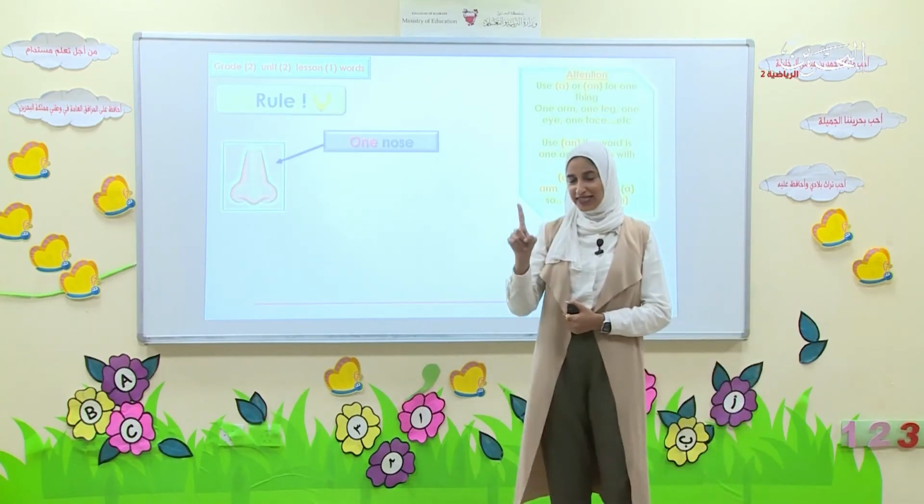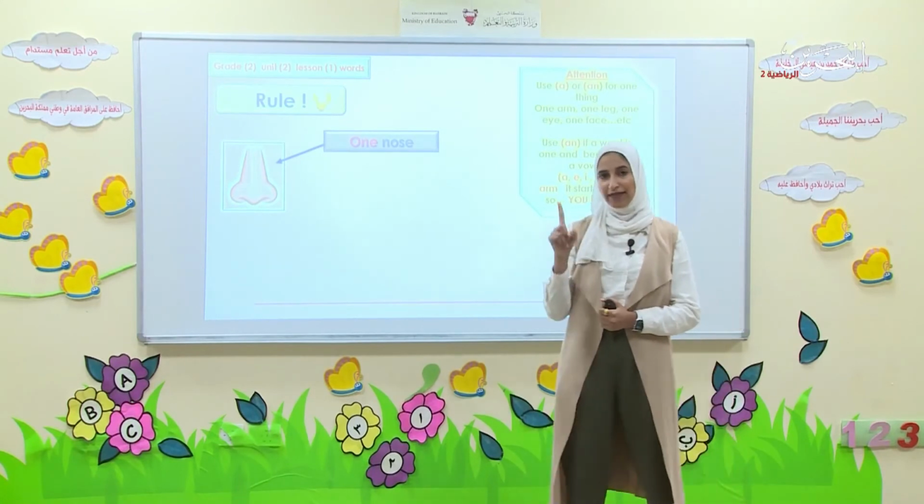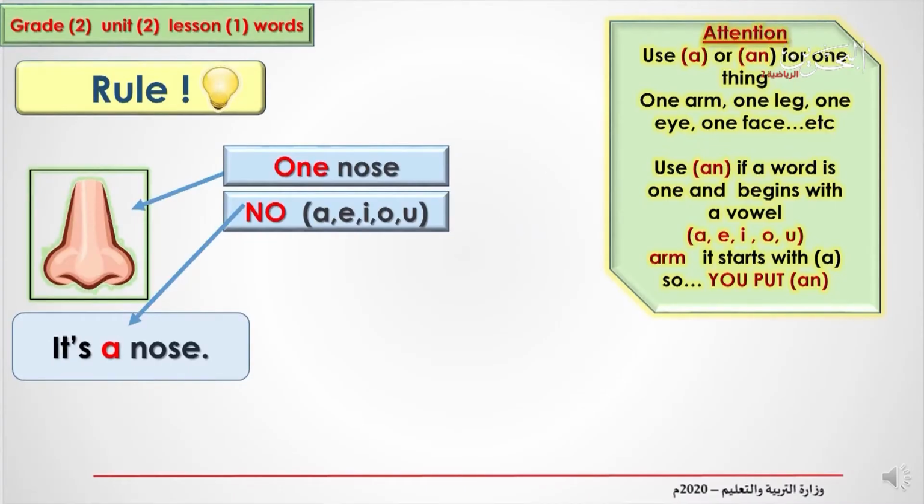Rule number 1. We use a or an to talk about one thing. For example, we have here only one nose. So you can say, it's a nose. Why did I use a? Because it's only one nose and because we don't have a vowel. The first letter is not a vowel.